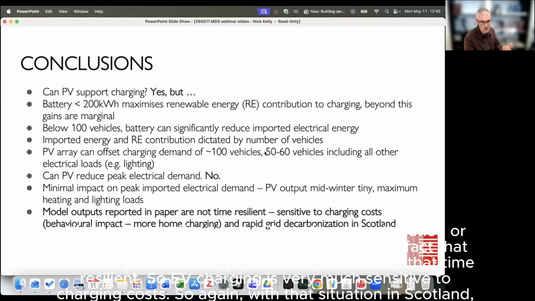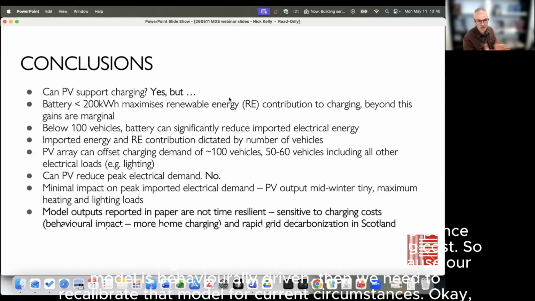And then the other interesting one is the fact that what's reported in the paper is not necessarily that time resilient. So EV charging is very much sensitive to charging costs. So again, with that situation in Scotland, where public charge point costs went from being free, with very few electric vehicles, to 50 pence per kilowatt hour, far more than the home charging cost. So that's had a big impact on behaviour, and because our model is behaviourally driven, then we need to recalibrate that model for current circumstances. Okay, on to the next slide.